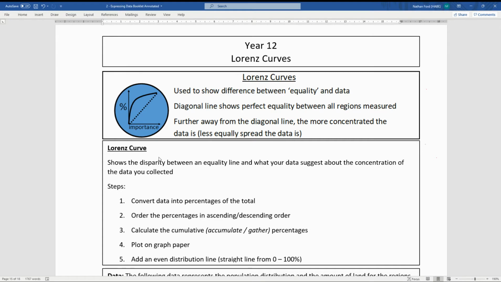There are steps here now. I've given you steps for it, but a Lorenz curve works on a very similar principle as cumulative percentages, or like a cumulative frequency. If you remember, you'll have cumulative frequencies. If you think of the word cumulative, that's very much like to accumulate or to gather. So a Lorenz curve works off cumulative percentages.